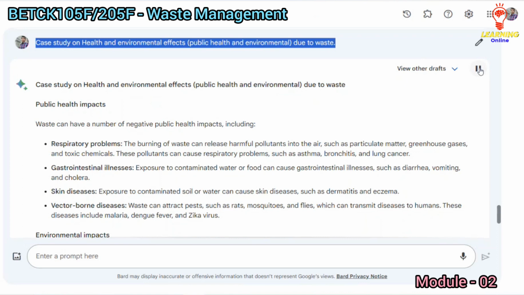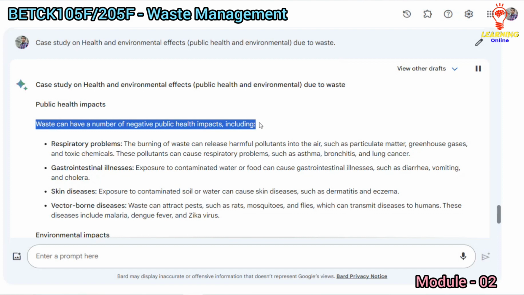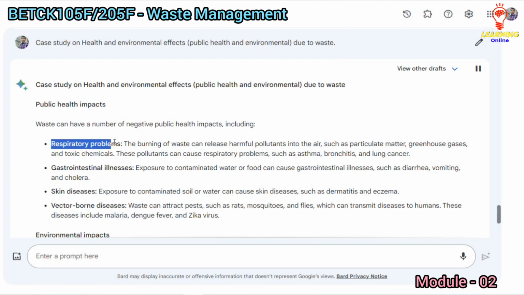Case study on health and environmental effects, public health and environmental, due to waste. Public health impacts. Waste can have a number of negative public health impacts, including respiratory problems. The burning of waste can release harmful pollutants into the air, such as particulate matter, greenhouse gases, and toxic chemicals. These pollutants can cause respiratory problems, such as asthma, bronchitis, and lung cancer.